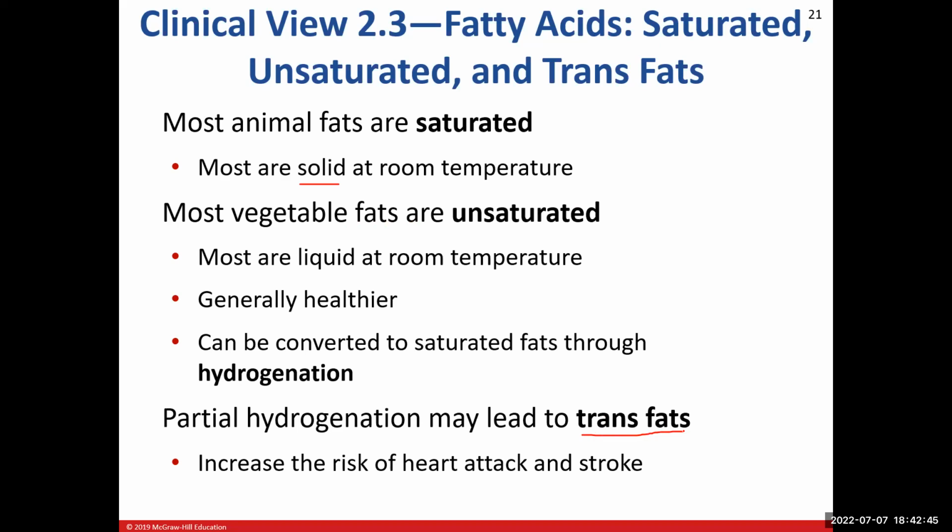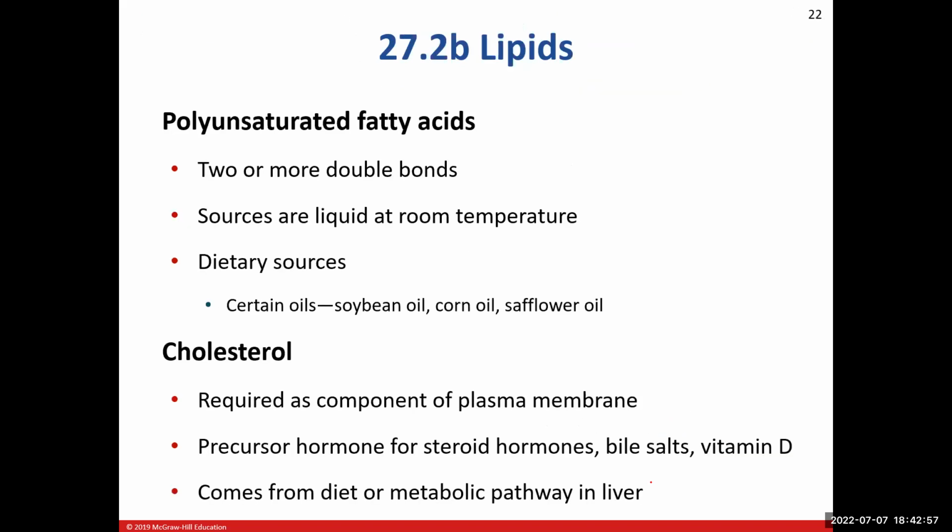Unfortunately, they taste delicious, but they're not healthy for you. They do increase your likelihood of cardiovascular issues like heart attack and stroke. So we do recommend people to stay away from trans fats. Trans fats, get as far away from them as you can.